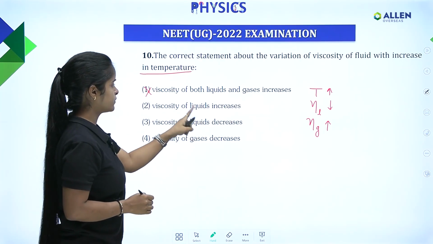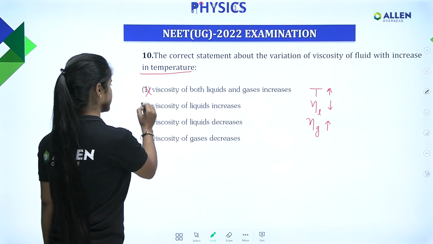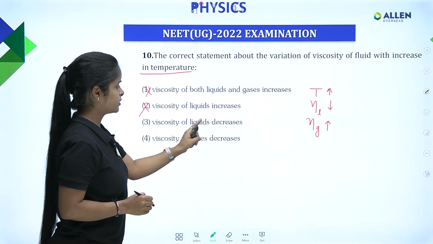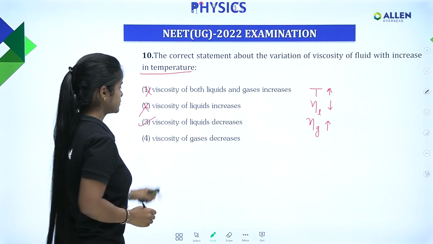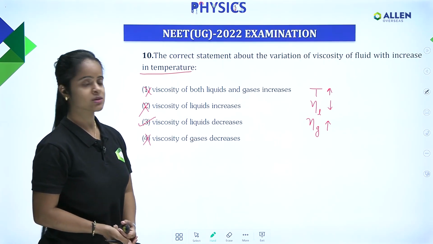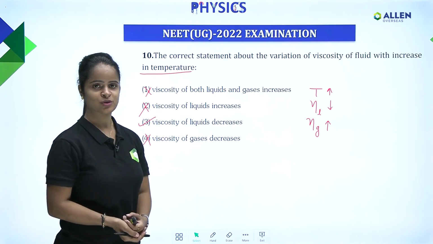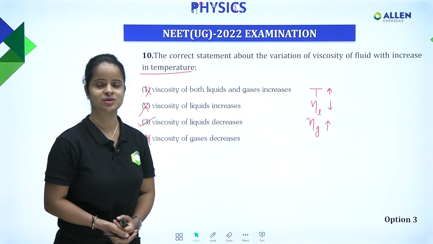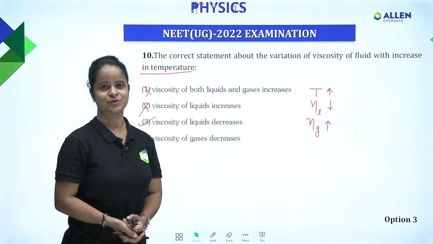Now option 2, viscosity of liquid increases. Viscosity of liquid is decreasing. Viscosity of liquid decreases. This is the correct option. Viscosity of gas decreases. This is the wrong option. So from here, what we can say? We can say option number 3 is the correct option, and the same thing is written there. That is, option number 3 is the correct option. Hope it is clear to everyone.